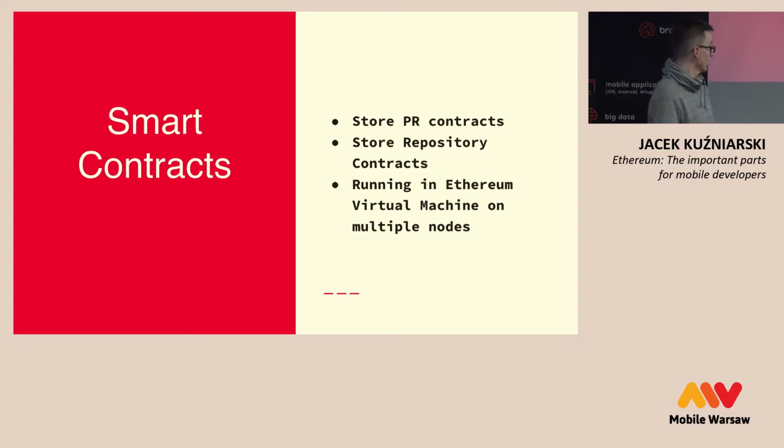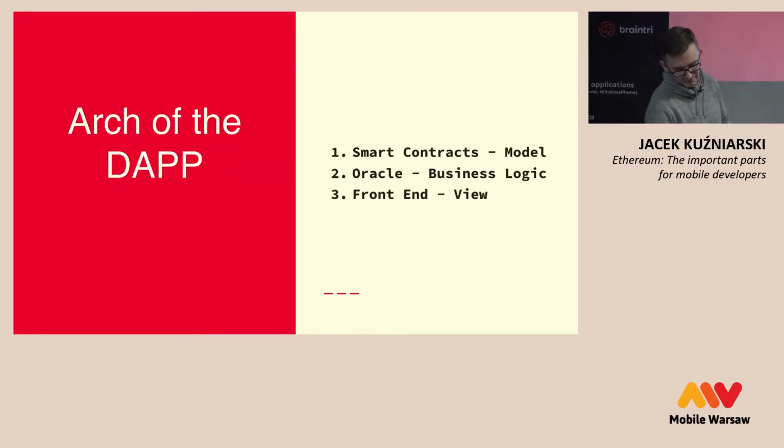We would also store repository contracts, which were info about each repository and each project, and that was a mistake. Why? Later on too. And this was running on Ethereum virtual machine. And this is actually not running on one machine, but multiple machines that we do not have control over. And this is an important part to actually understand. So, as I said, you already know where this is going.